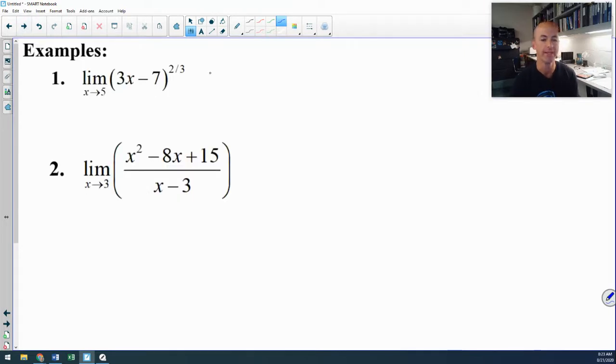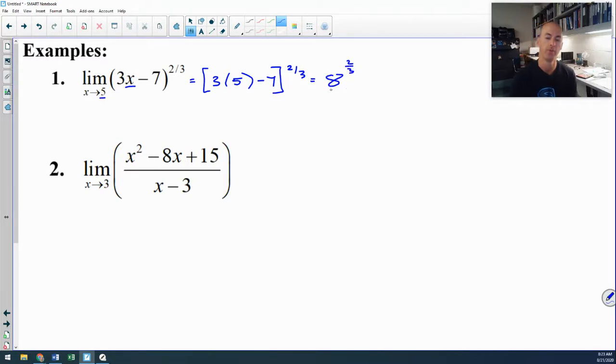The first one is the easiest type of limit you can encounter, because when you do direct substitution, we would have 3 times 5. I'm just substituting the 5 that x is approaching in for x in the equation. 3 times 5 minus 7, raise that to the 2/3 power and do the arithmetic. 3 times 5 is 15, minus 7 is 8 to the 2/3.